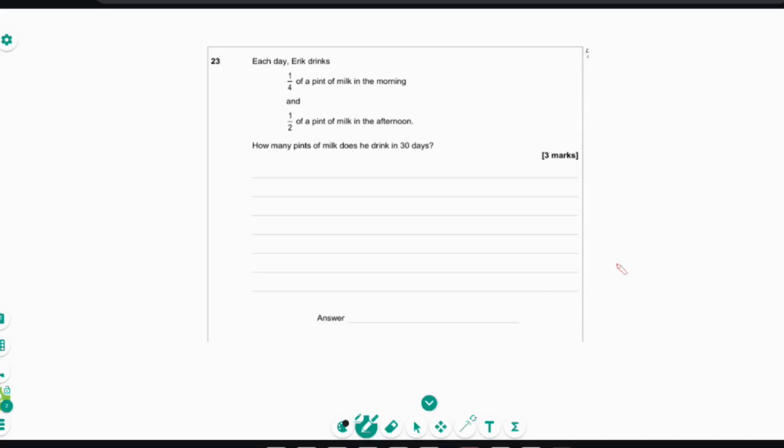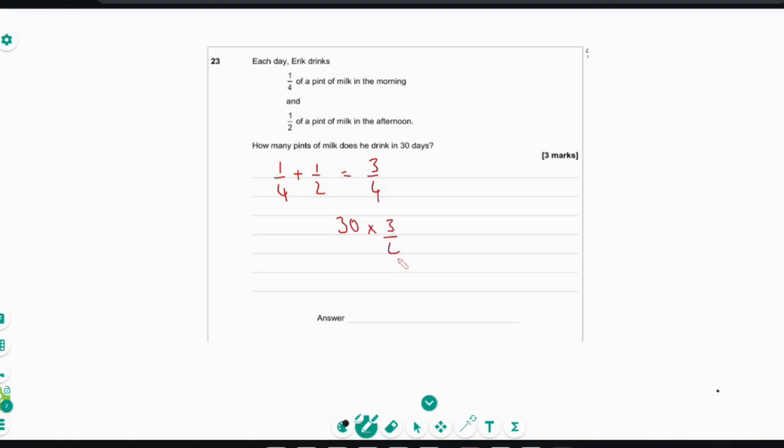23. Each day Eric drinks a quarter of a pint of milk in the morning and half a pint in the afternoon. How many pints of milk does he drink in 30 days? Well, a quarter plus a half. So you probably can just see this is 3 quarters, right? Half is 2 quarters, 2 quarters plus a quarter is 3 quarters. We need to multiply that by 30.